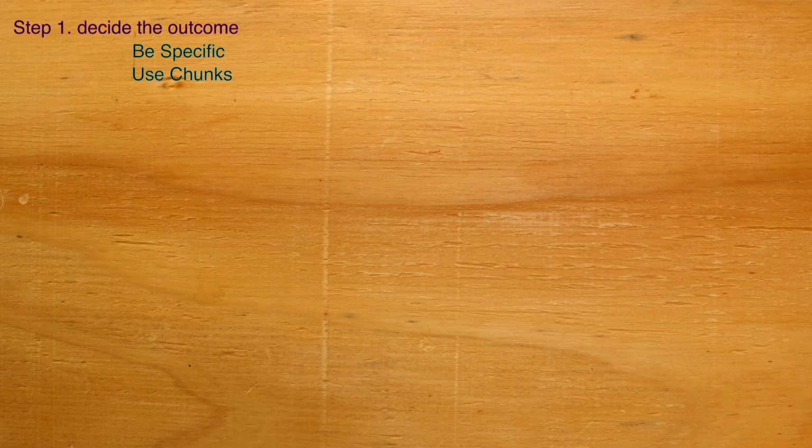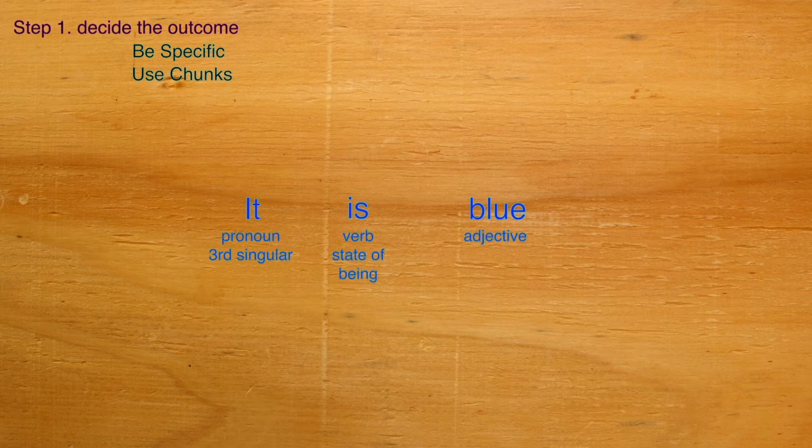For example, if we break up a phrase, "it is blue," into individual words, I would need to understand all the parts. That the word "it" is a pronoun for third person singular, the word "is" is a verb that refers to a state of being, and "blue" is an adjective referring to a specific color. That's a lot for a learner to think about to use those words fluently.